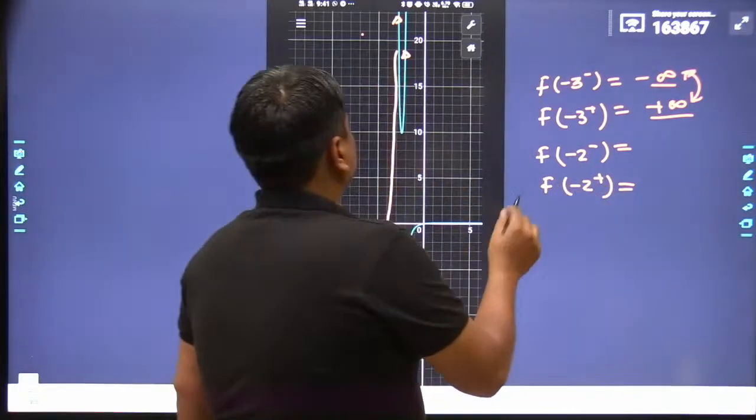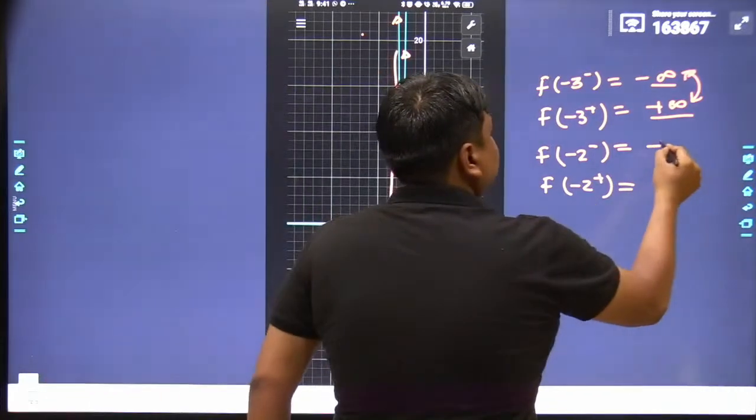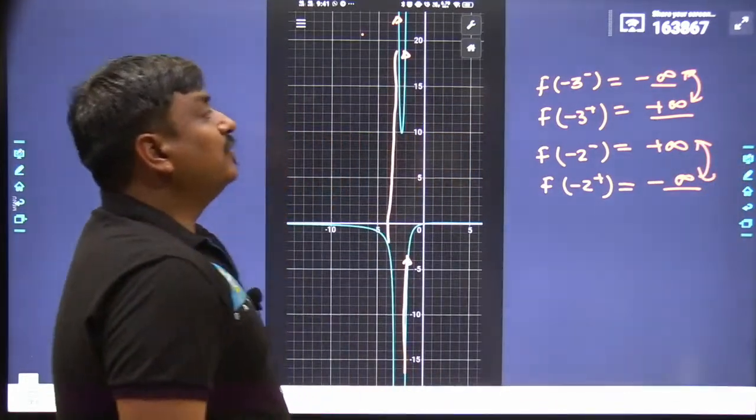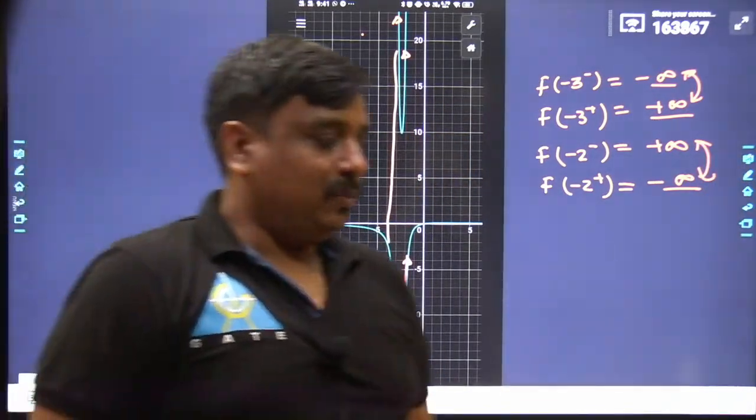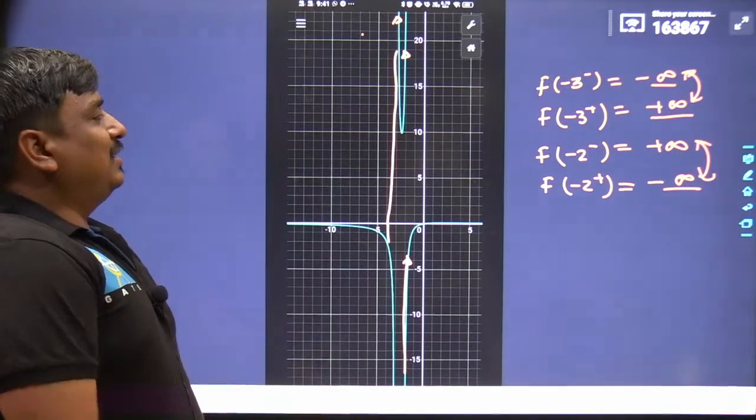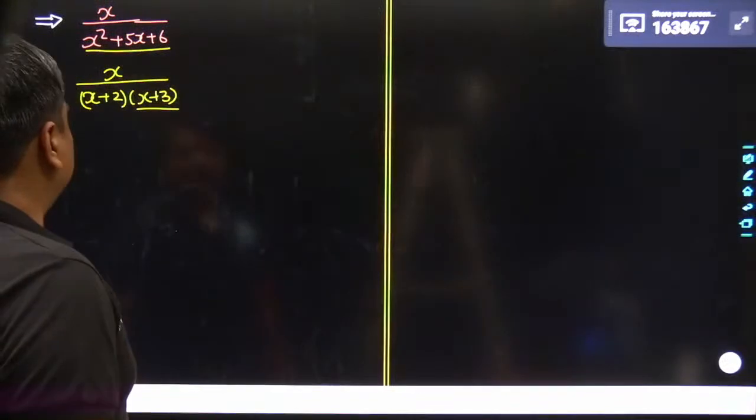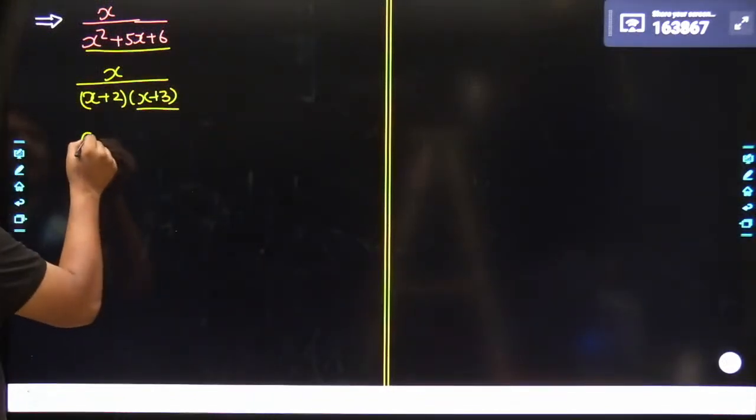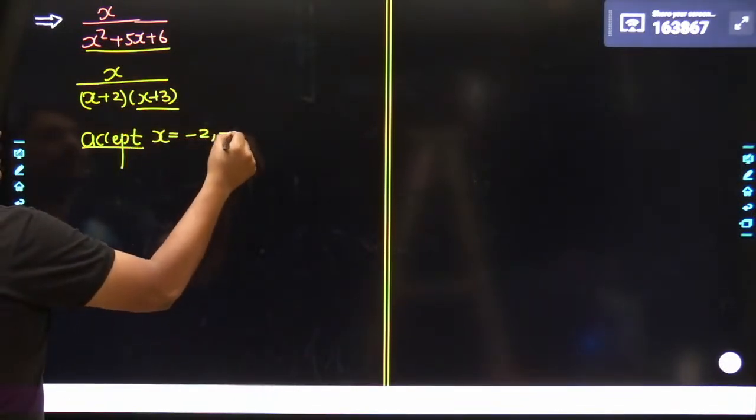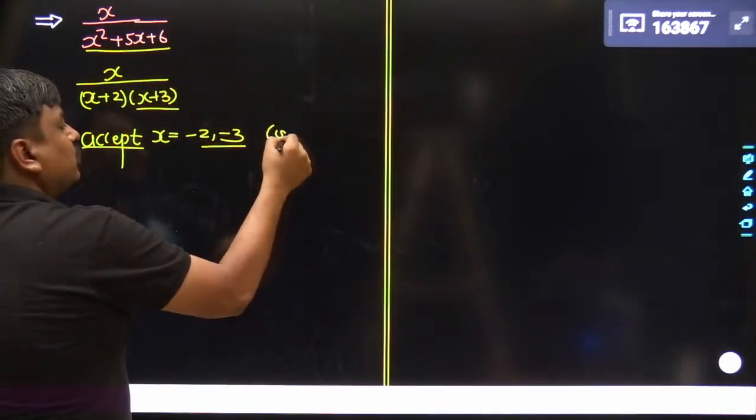Similarly, at minus 2 minus, what is happening over here? At minus 2 minus, the worth had been reaching towards plus infinity, and here it has been minus infinity. Again, there had been a mismatch between the worth of the function at minus as well as plus. So one thing is quite sure: the function limit does not exist at minus 3 as well as minus 2. So what would be the best answer? Except x equals minus 2 and minus 3. In short, except its real poles, the function would be continuous throughout the length.